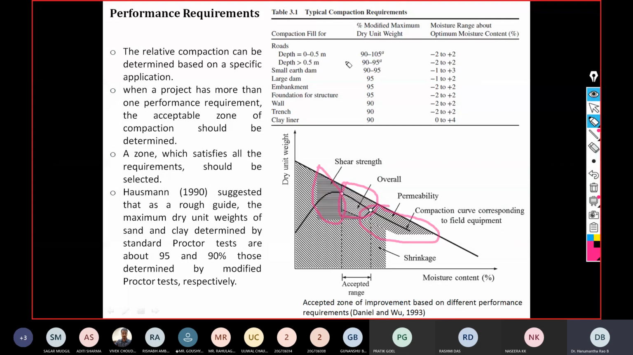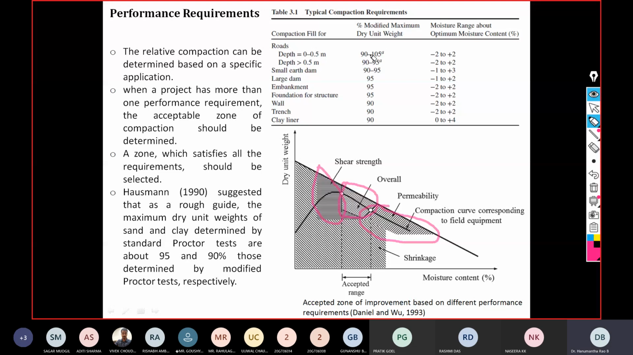Suppose if you look carefully at table 3.1. So for different applications, what should be the range of dry density and what should be the range of moisture content can be easily understood. For example, when you are dealing with roads up to a depth of 0 to 0.5 meter and depth of 0.5 meter, your target relative density is 90 to 105%. And your moisture content can vary.